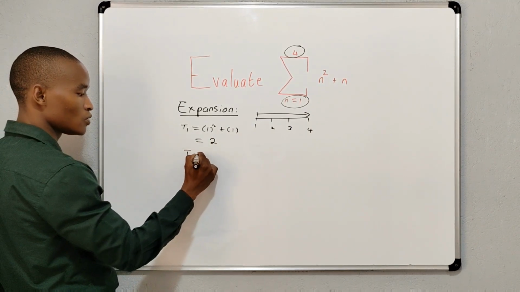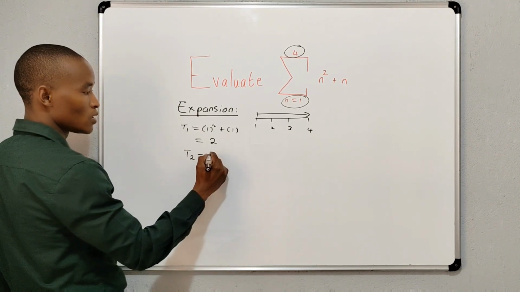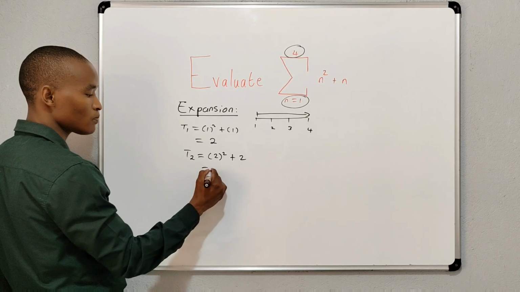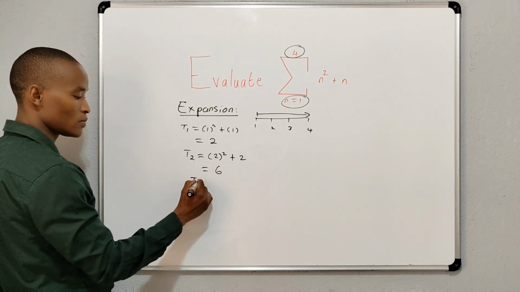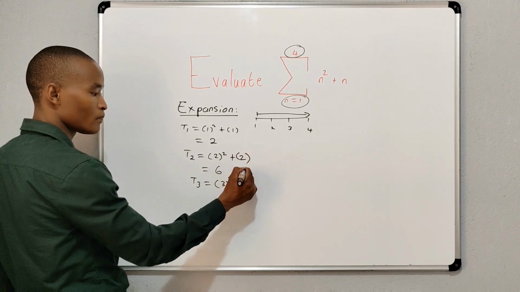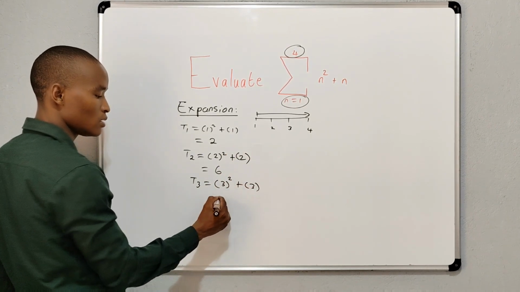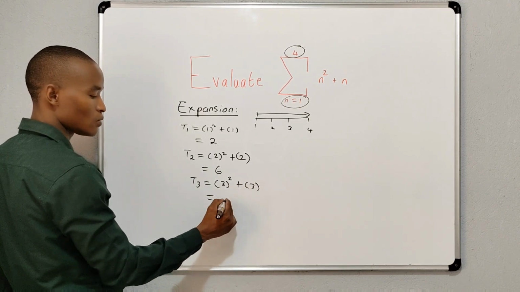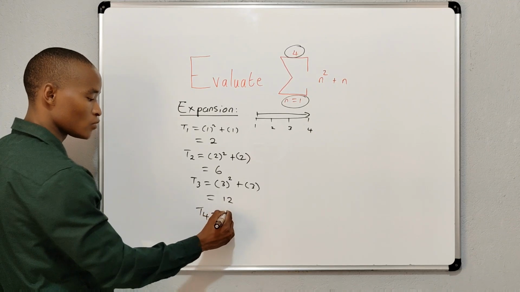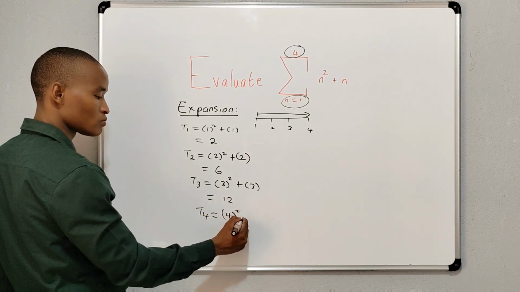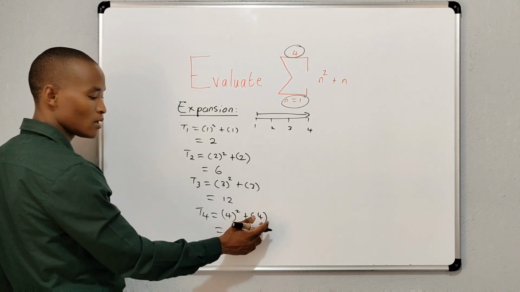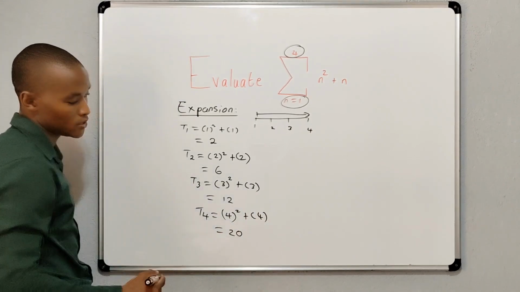Okay, term 2, we substitute 2. So it's 2 squared plus 2. It's a 4 plus 2. This gives us 6. Term 3, this will be 3 squared plus 3. This is 9 plus 3, which is what? 12. And then term 4 will be 4 squared plus 4, which is 16 plus 4, this is 20.